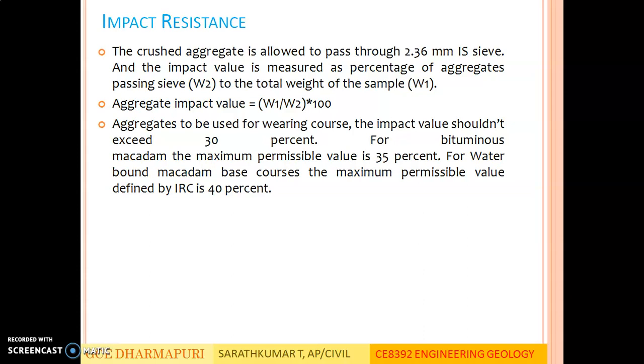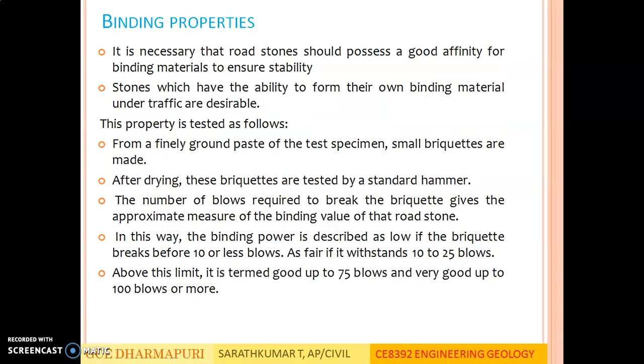The crushed aggregate is allowed to pass through a 2.36 mm sieve, and similar to the Los Angeles abrasion test, the percentage of fines is calculated, and a percentage of fines less than 50% is recommended. For bituminous macadam, the maximum permissible value is 35%, and for water bound macadam the maximum permissible value is 40%. It should not exceed 40%.